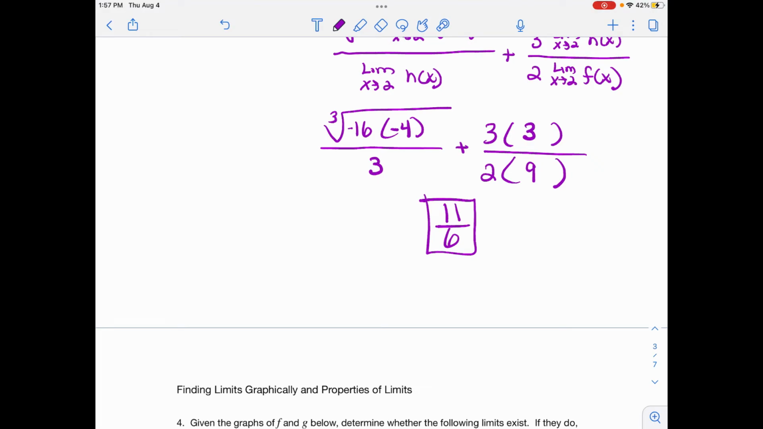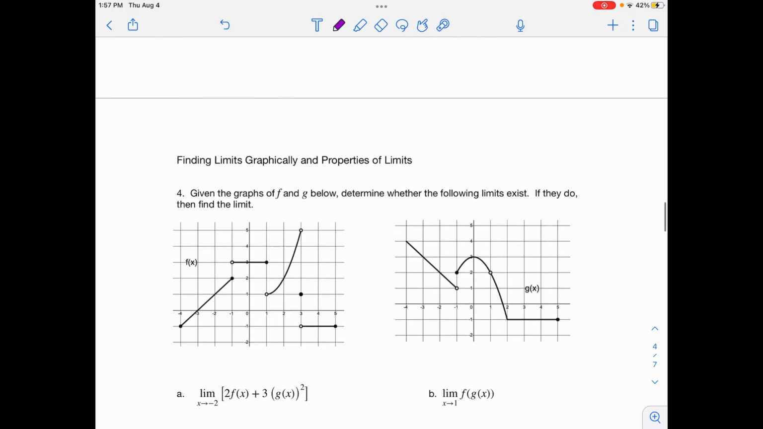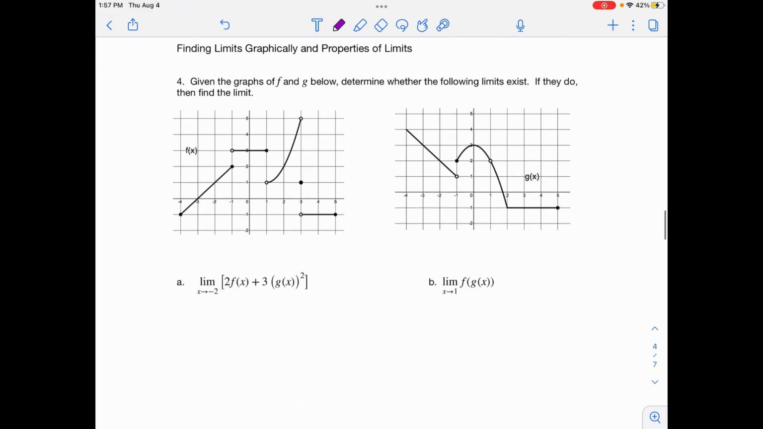All right, last thing we're going to look at is we're going to use these properties here. Now this was algebraically. What if I didn't give you the algebra of the function, but I just gave you the graphs of the function so you can figure out the values? So I didn't give you what the values equal at certain points, but I gave you the graphs so that you can combine what we learned about graphing limits graphically with what we just learned about limits properties. So that's kind of what we're going to do in this example 4.